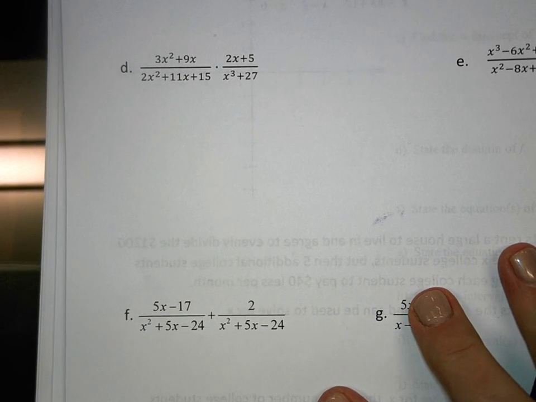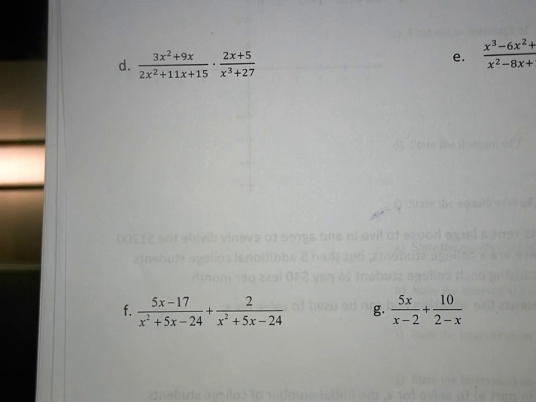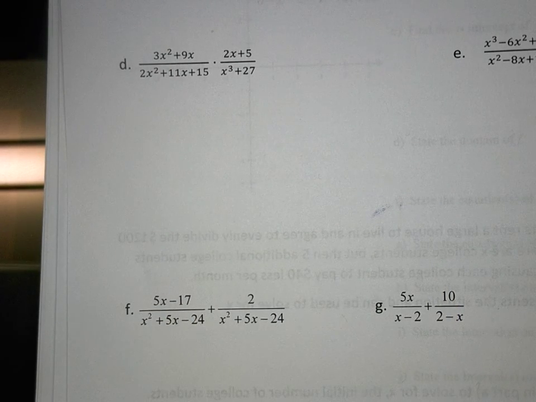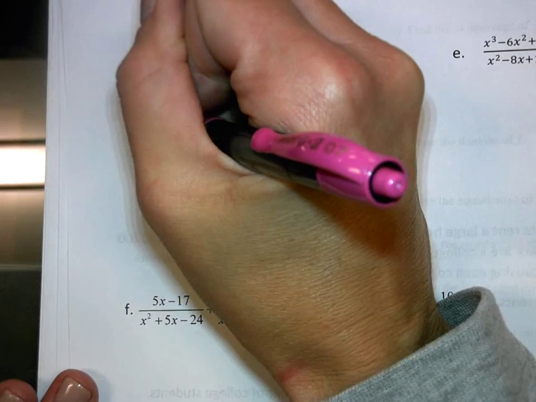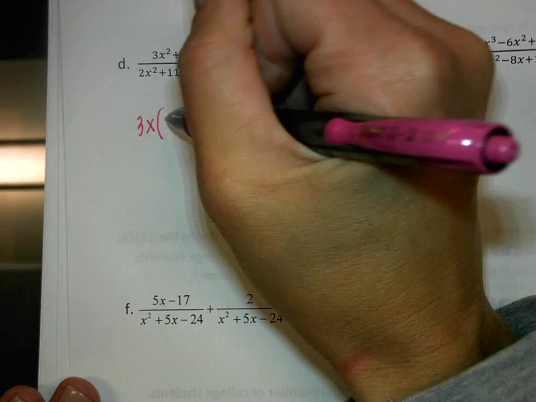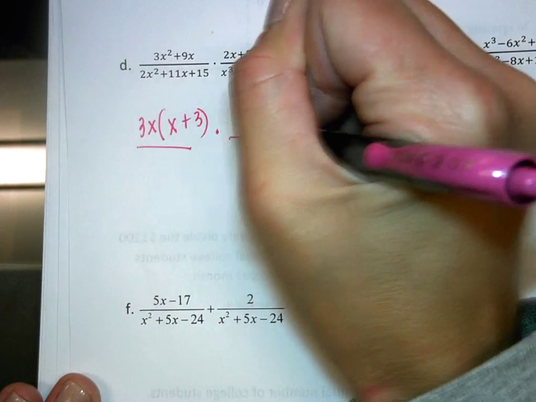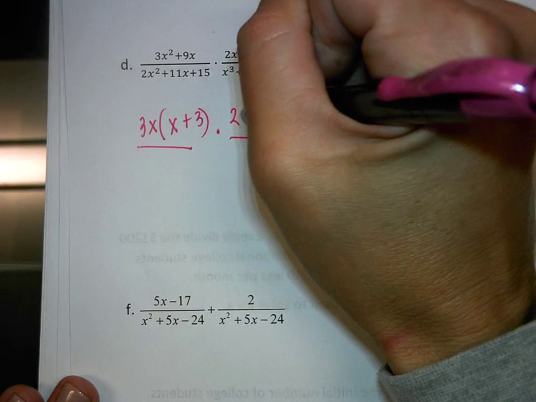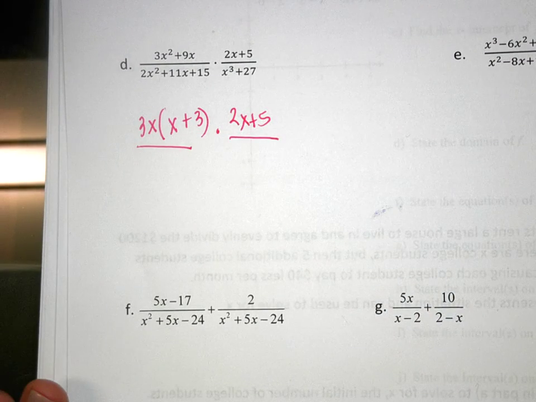This is multiplication, but if you notice here, we have to factor 4 different things possibly. So the top here, can I factor that? Good, we can take out a GCF of 3x. So we have 3x, and we are left over with x plus 3. Over here, can I factor anything of the top? No. So we just have 2x plus 5. This denominator, can I factor out a GCF?